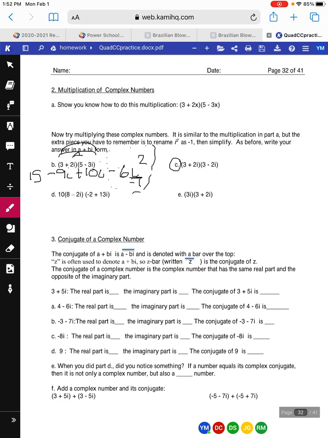So then negative 6 times negative 1 would be a positive 6. So I combine like terms. My 15 plus 6 would give me 21. Negative 9i plus 10i would give me 1i. So then that would be my solution.